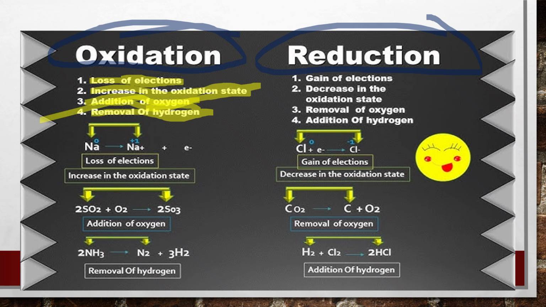On the same page, when we are having reduction, it is just the opposite of oxidation. Here loss, here gain of electron; here increase in oxidation state, here decrease in oxidation state. Here addition of oxygen, here removal of oxygen, and here removal of hydrogen, here addition of hydrogen. So this is the thing on which oxidation and reduction is classified.